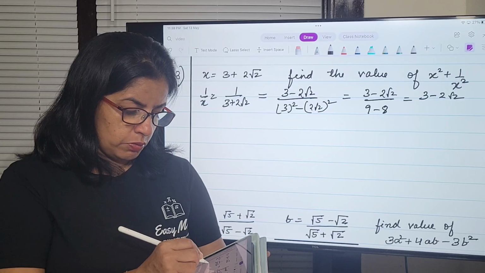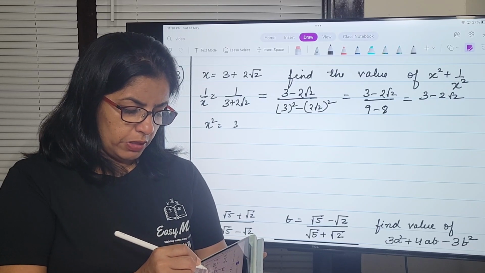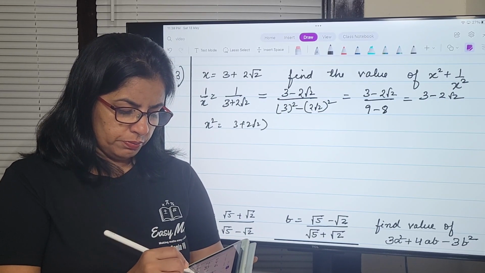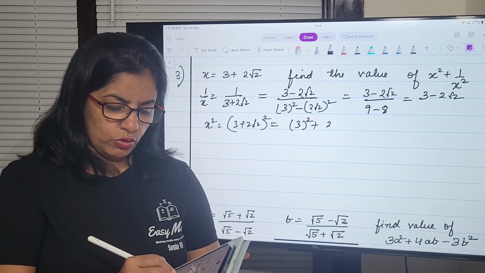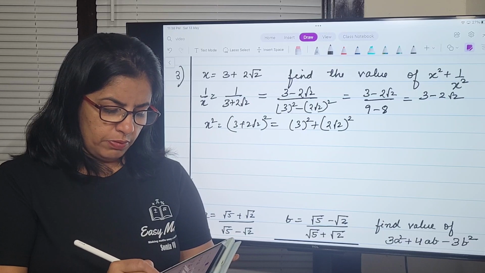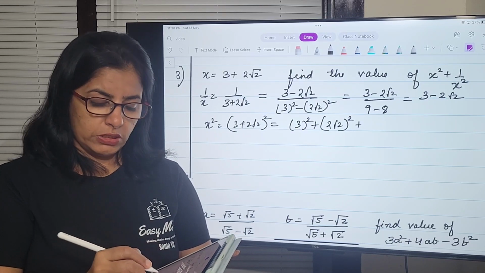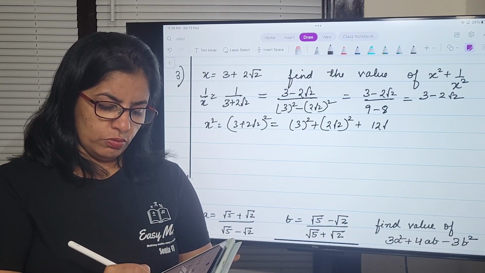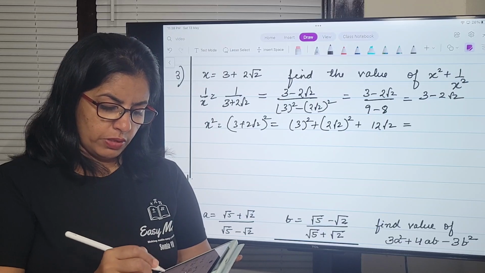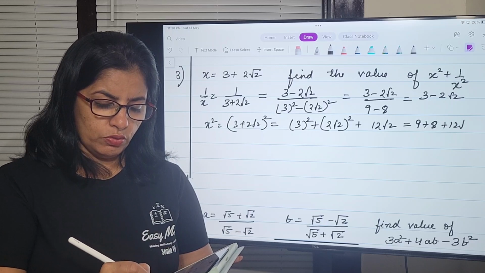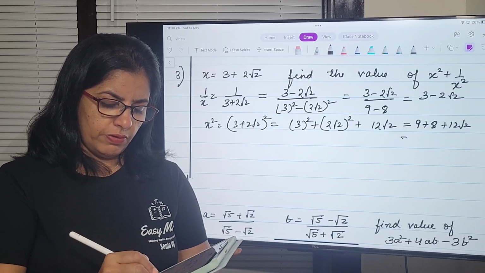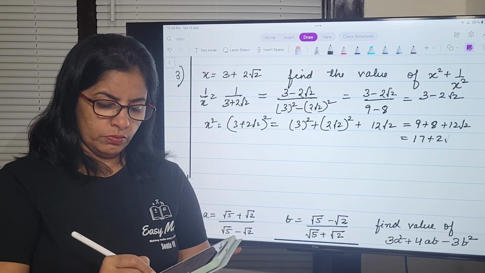Now x square, that means 3 plus 2 root 2 whole square. You will get 3 square plus 2 root 2 whole square plus 2 into 3, 6, 6 into 2, 12 root 2. This will come out as 9 plus 8 plus 12 root 2. This is 17 plus 12 root 2.